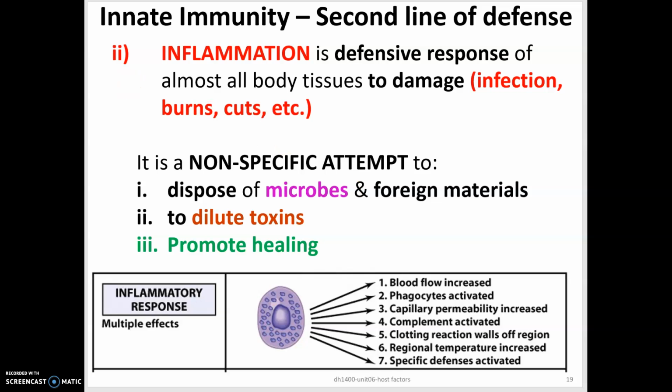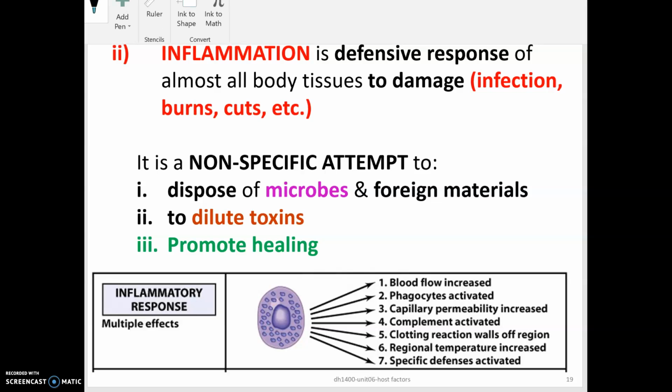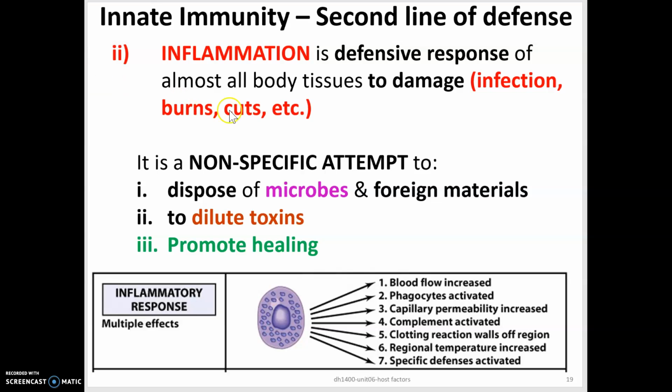Okay, so that was the first part of our second line of defenses, phagocytosis. The second part of our second line of defenses is inflammation. A lot of things happen in inflammation. It's a defensive response that can happen in almost all body tissues, and it responds to damage.